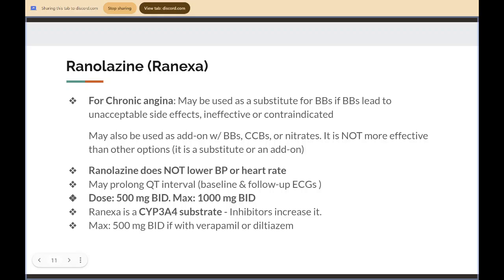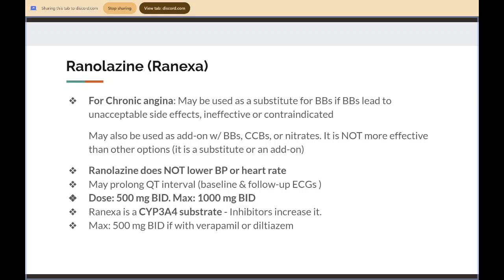Now we have ranolazine, aka Ranexa. This is used as a substitute for beta blockers in chronic angina if the beta blockers are ineffective, contraindicated, or have unacceptable adverse effects. It can also be used as an add-on with beta blockers, calcium channel blockers, or nitrates. It is not more effective than other options. It is a substitute or an add-on. So basically, consider it second line or third line.